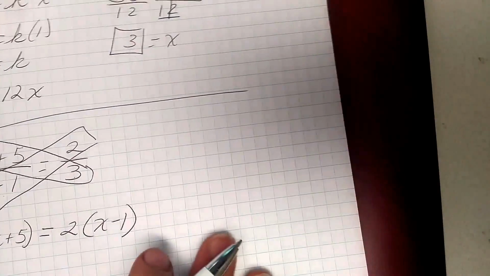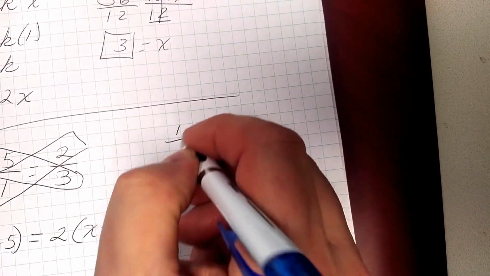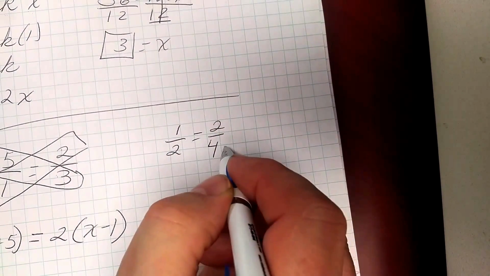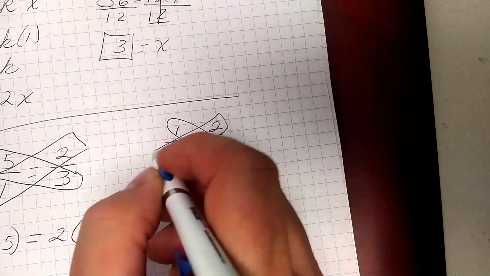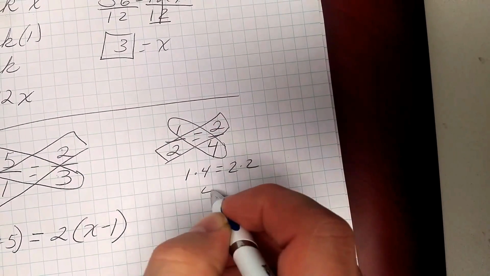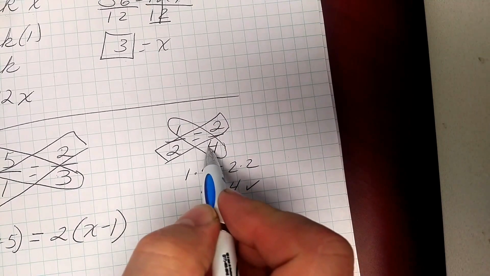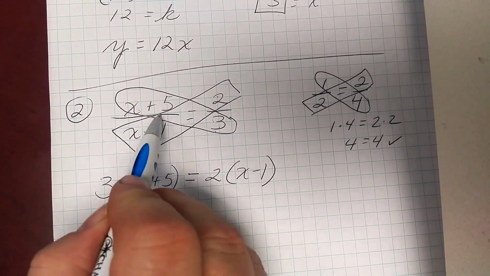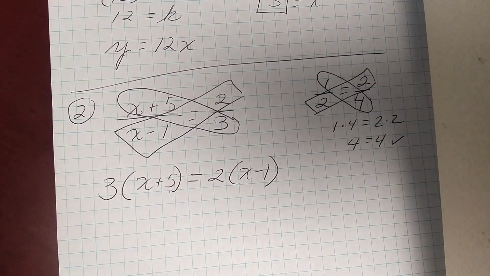Now I'm going to go over to the side for a second just to show another example to show how cross products work. We know that 1/2 is the same as 2/4. So using cross products, 1 times 4 equals 2 times 2. So 4 equals 4. So we know that this always works, so we can use it here. So 3 times (x + 5) and 2 times (x - 1).